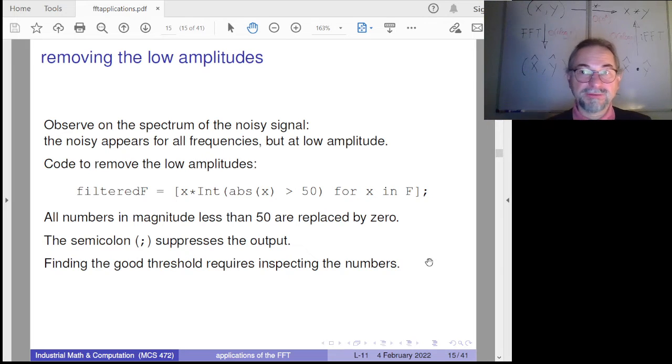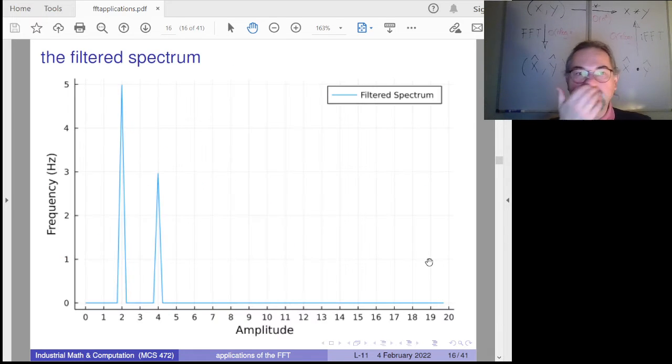Note that this filtering is just one line. The output of the test gives me true or false, and that gets converted to the integer 1 or 0. So the numbers that are large enough survive. The other ones are multiplied by 0. Okay, so that is our filtering, and here you see the filtered spectrum. Again, I have to emphasize this is the amplitude, the vertical axis, and the frequencies are the horizontal axis.